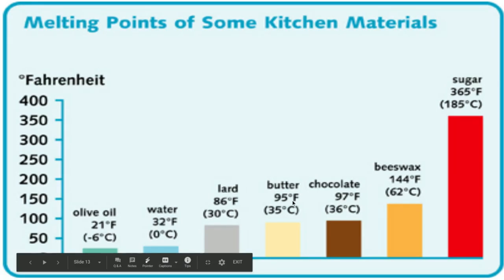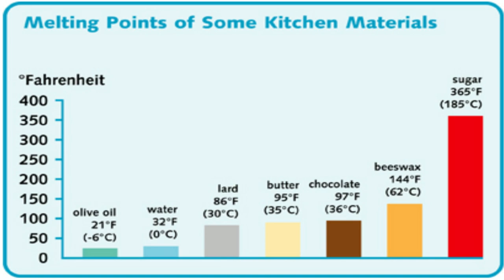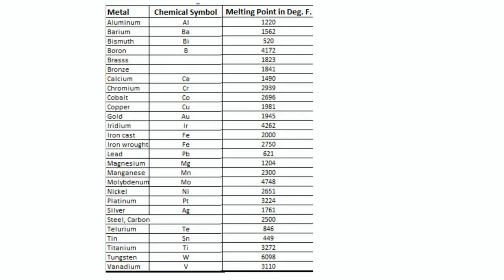Butter melts at about 95. Chocolate melts at 97, which is why chocolate will melt in your hand, because your body temperature is usually around 98. So you are about 1 degree warmer than the melting point of chocolate. Sugar, you can actually get to melt at 365 degrees Fahrenheit.